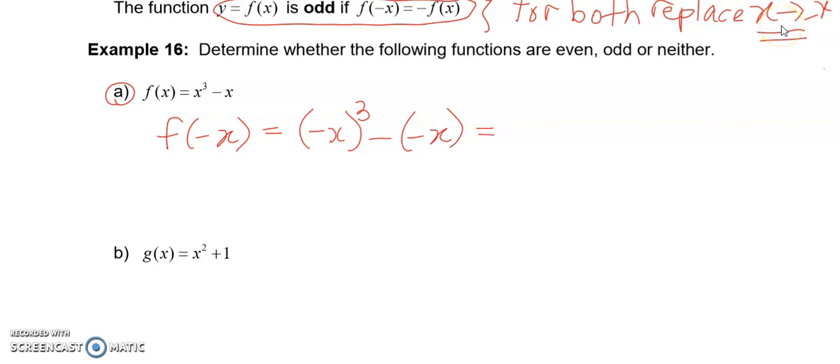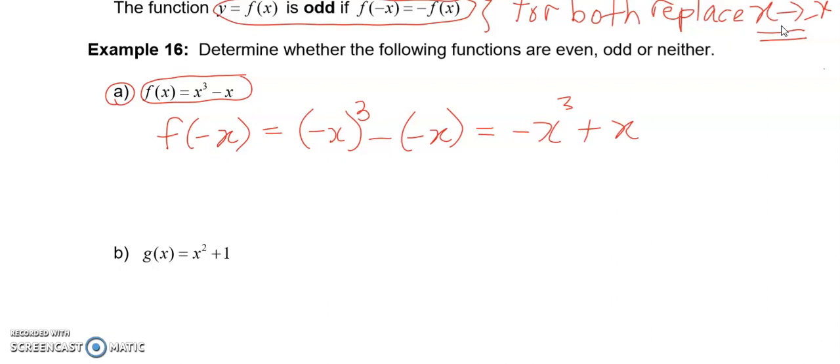Now, of course, a negative number cubed remains negative. So the first term will become negative x to the power of 3. And then the second term we have subtract negative x, and that will turn into plus x. Now, this is the only test we need to do to determine if that function is even or odd. But compare that to the original function that we started with. Well, the x to the power of 3, that changed sign. And the minus x, well, that changed sign as well.